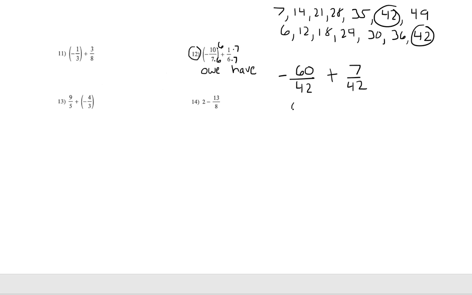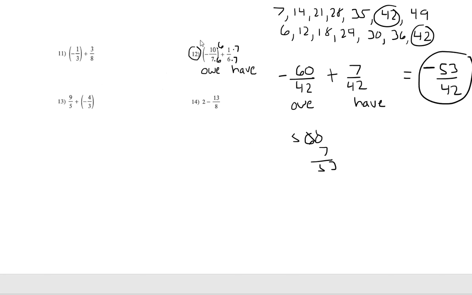Okay, so now when you look at these, you can see that your owing amount is much bigger than your having amount. So when you combine a negative 60 over 42 plus 7 over 42, you're going to end up owing, right? You're going to end up with a negative answer. And to figure out what that answer is, we now take 60, we subtract 7, which gives us a negative 53 over 42. Okay, let's go ahead and look at number 14.